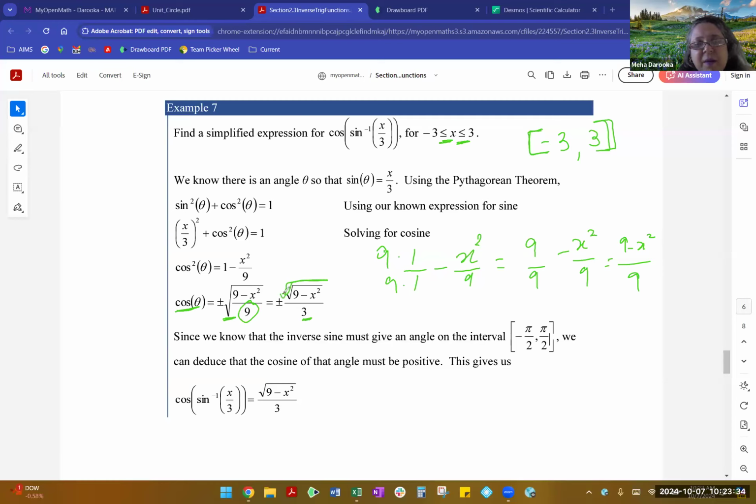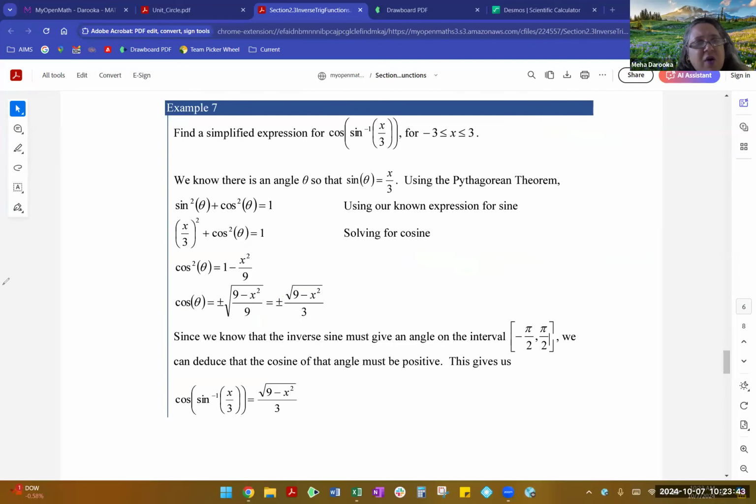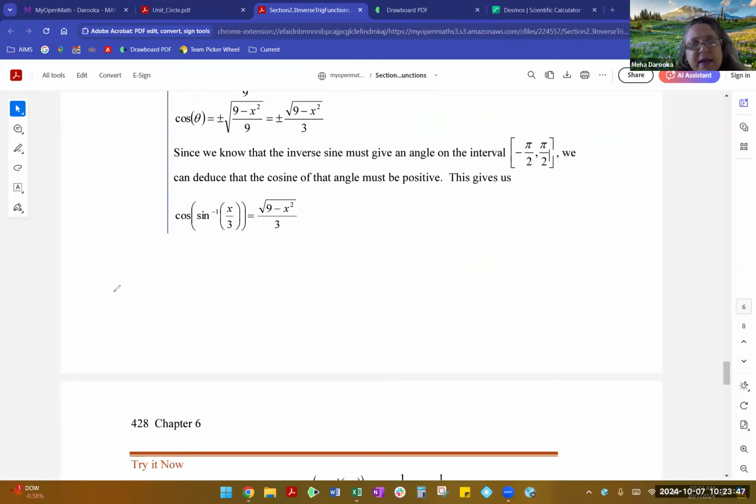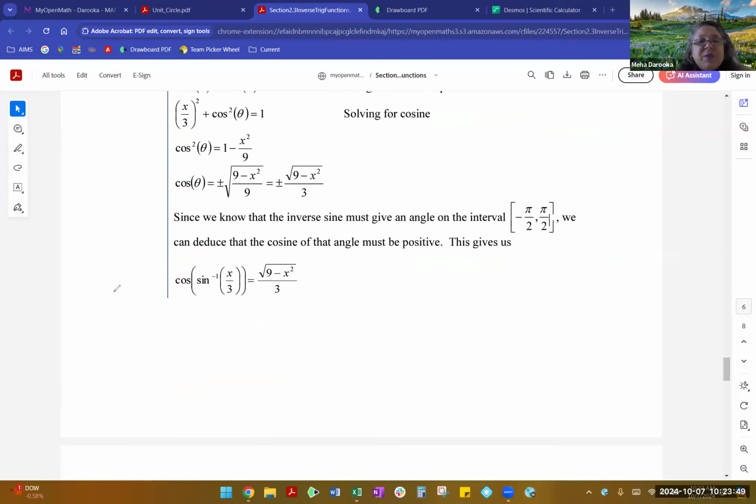So cleaning that up, we've now come up with a general idea of what the value of cosine should be. Now let's go ahead and break this down. Since we know that the inverse sine must give us an angle which will stay between negative pi halves and pi halves, then we can basically say the cosine function is going to be positive, which is the logic we used in our try it now example just now.